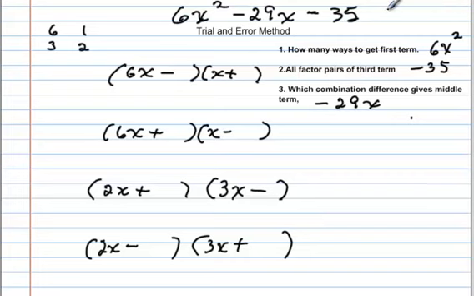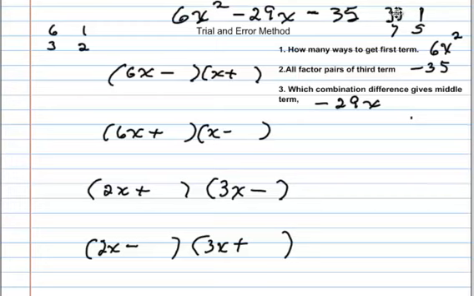pairs of 35. So those factor pairs, of course, would be 35 and 1, and 7 and 5. So now we want to try those combinations in the correct spots. So the combinations that make 35 are 35 and 1, 7 and 5.